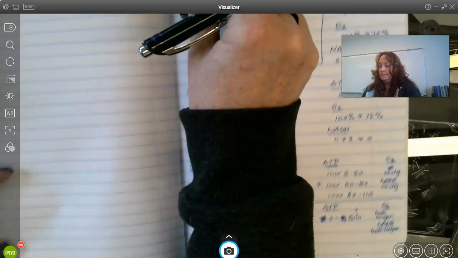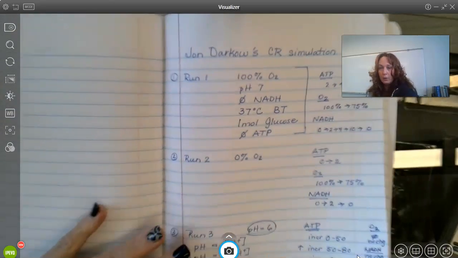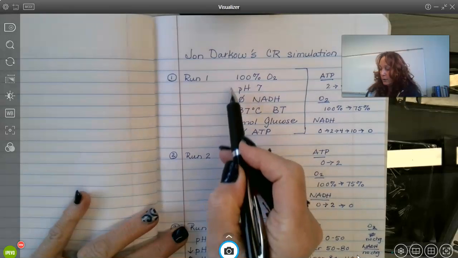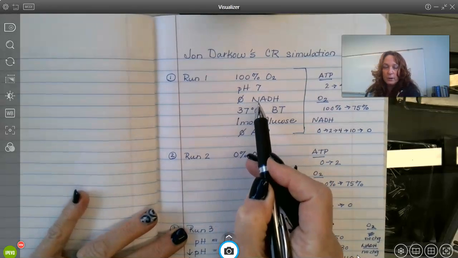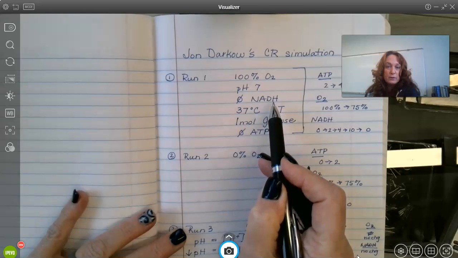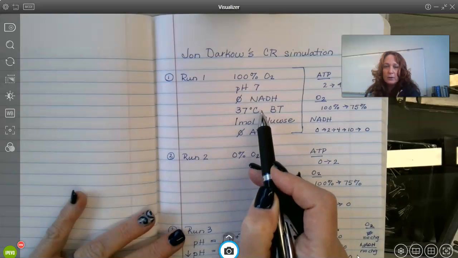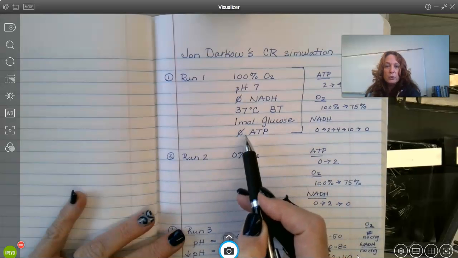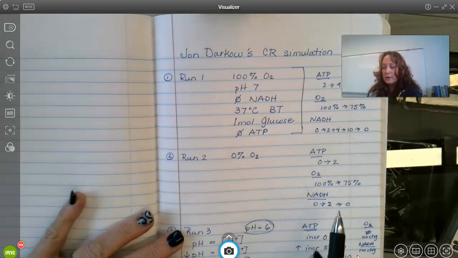So I would do another run with all the rest of them. I would keep everything set to the default, except the next time I would see what happens if I have a bunch of NADH. I think you can go up to 40 moles. Put that in there. Change your temperature. Change your glucose. Change your amount of ATP at the beginning. Get a feel for what's going on.